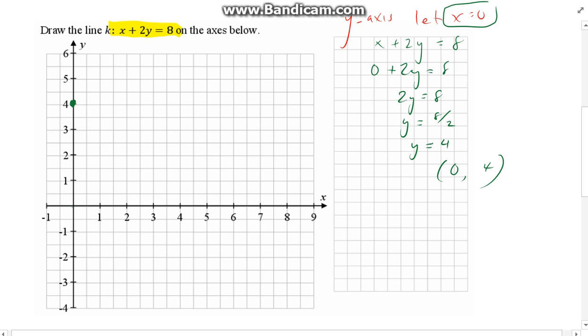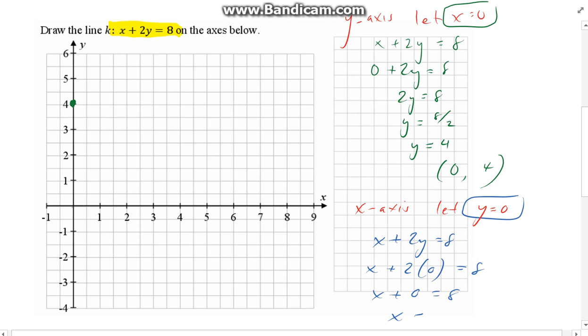0, 4. Now I'm going to find where it cuts the x-axis, because I know every line cuts the x or y-axis. So let y equal 0. I'll write my formula again, the equation that they gave me, and this time I'm going to let y equal 0. So I'm subbing in 0 for y. So x plus 2 times 0, and 2 times 0 is just 0. That gives x equals 8. So the point is 8 for x, and my y point was 0. So 8, 0. I'll come to my axis: x is 8, y is 0 there. That's my point. Now I have 2 points, I can easily make a line. So grab your ruler and make your line.